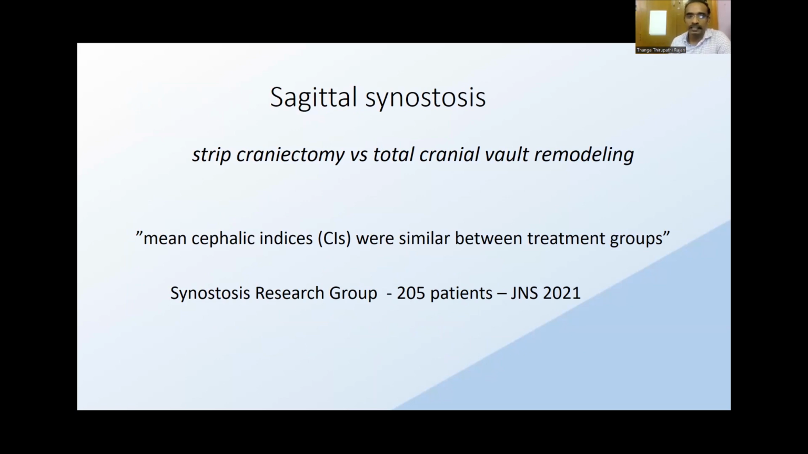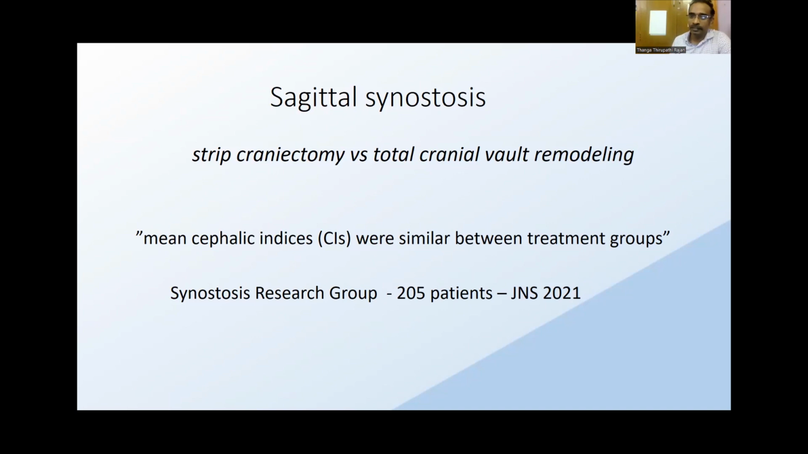The literature says, in the last 1 year, there was an amazing multi-center study done by the Synostosis Research Group. They studied more than 207 patients, comparing people who have undergone endoscopic strip craniotomy with total vault remodeling. They found that there is not much difference in the mean volume achieved after 2 years, the volume gain, or the cephalic index. So it is almost the same.